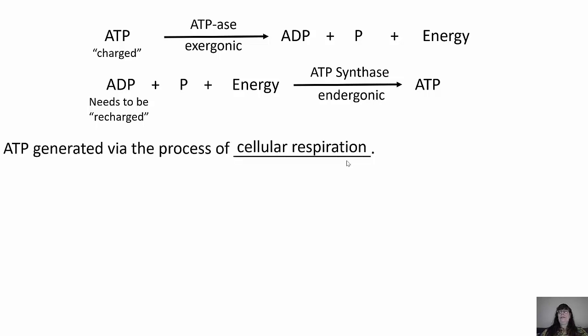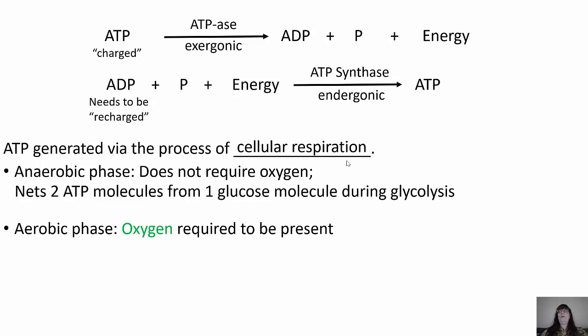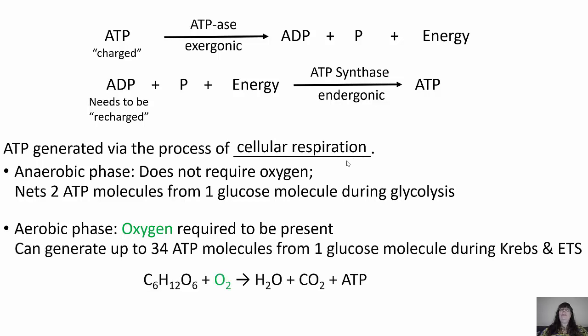ATP is generated through cellular respiration. The anaerobic phase does not require oxygen, but you only get 2 ATP molecules from 1 glucose molecule during glycolysis, so it isn't very efficient. The aerobic process requires oxygen, but you can generate up to 34 ATP molecules from that 1 glucose molecule during the Krebs cycle and the electron transport chain. So glucose plus oxygen yields water, carbon dioxide, and ATP. The Krebs cycle yields about 2 ATP, so it's really the electron transport system that gives you the most ATP.